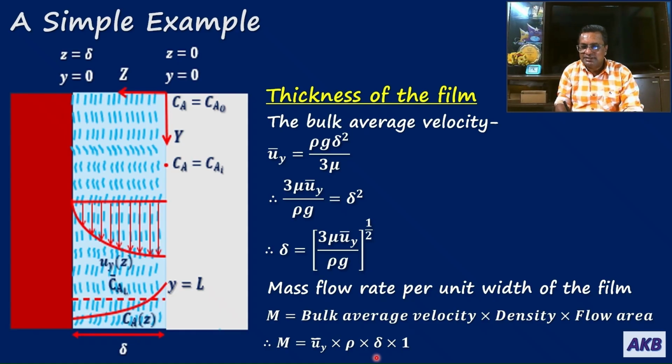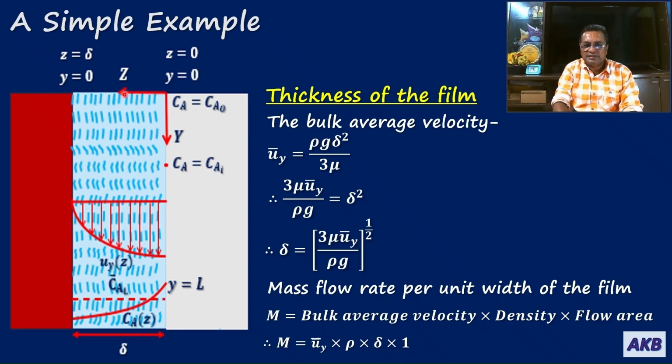Flow area is the area which is obtained by multiplying the thickness with width in the x direction, and we have considered the width to be unity. The width is considered to be 1. So the flow area will be delta into 1.